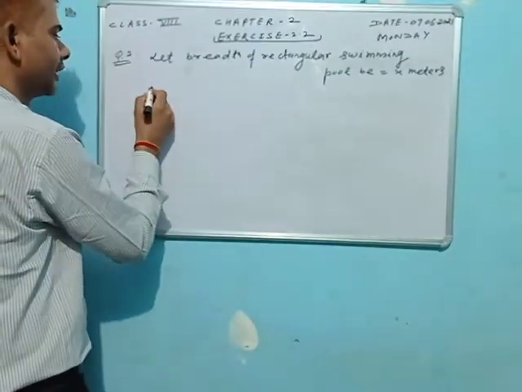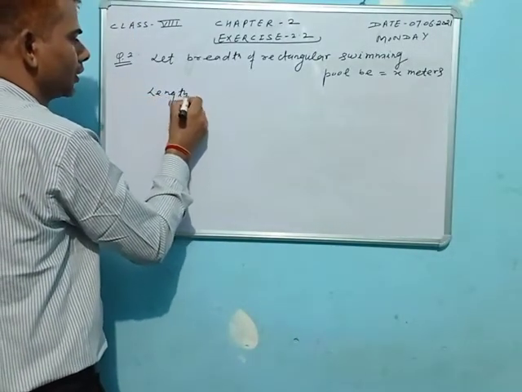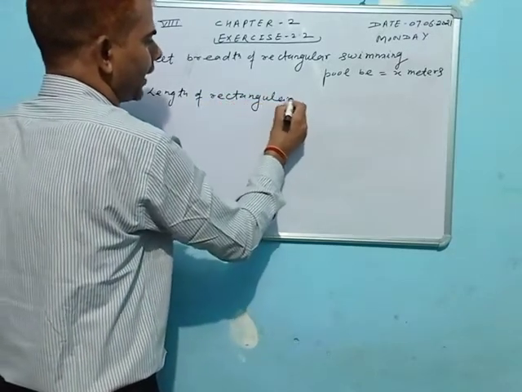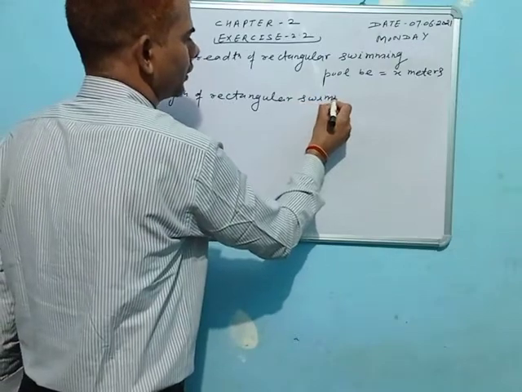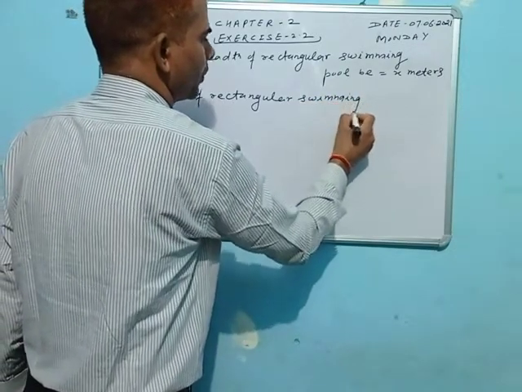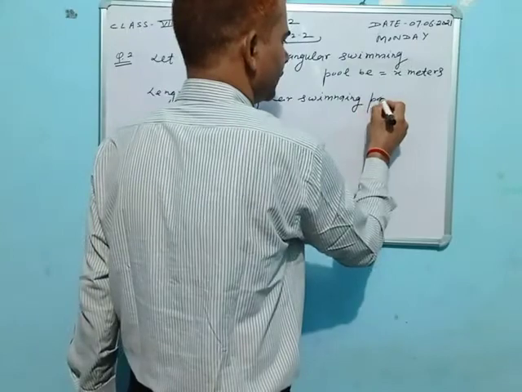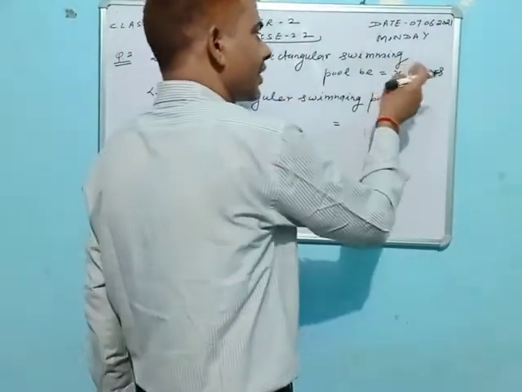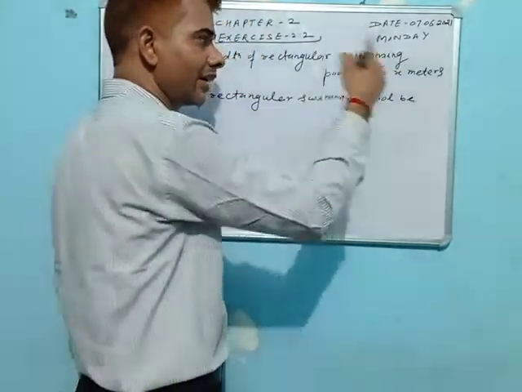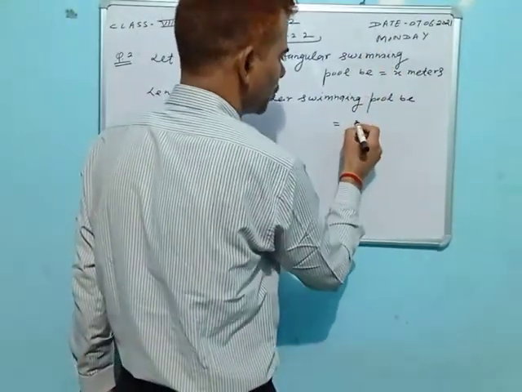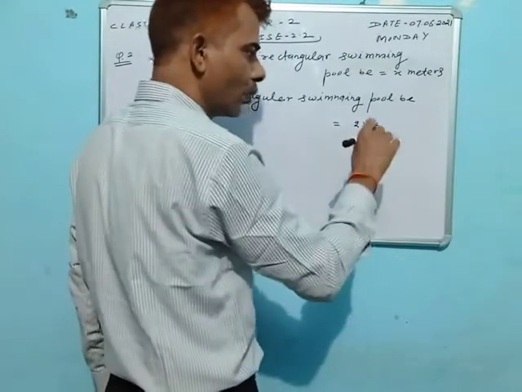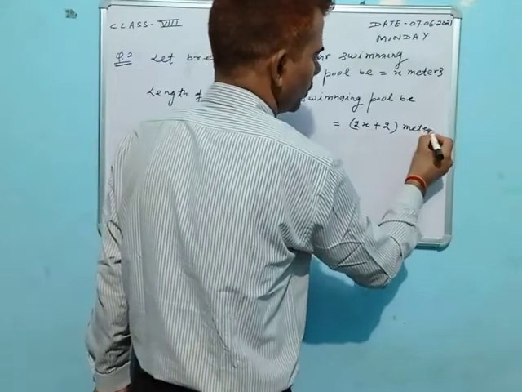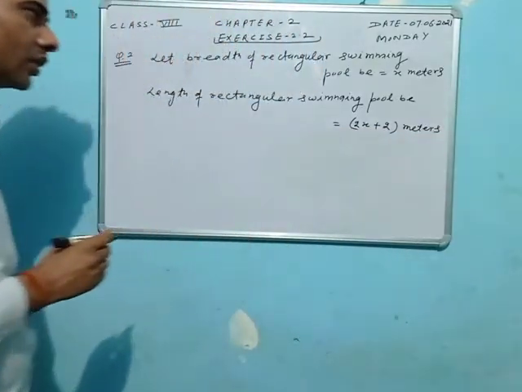Now the length of the rectangular swimming pool B: students, twice the breadth means multiplying the breadth by 2, and 2 more means addition of 2. That is the length of your rectangular swimming pool.